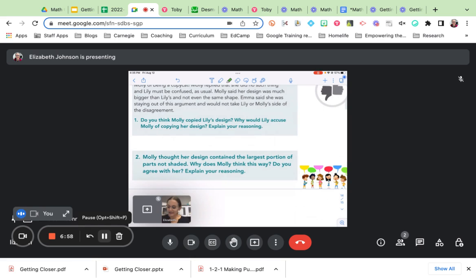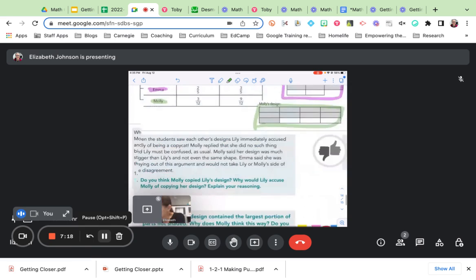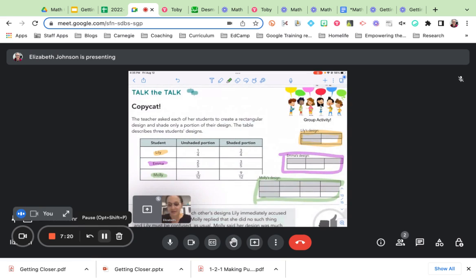Now, the next thing is that Molly thought her design contained the largest portion of parts not shaded. Why does Molly think that? Do you agree with her? I want you to talk about that with the group, and as a group, come up with an answer. Then each person will write their answer to both of these questions in their book. I hope you enjoy this activity, and I can't wait to hear the discussions that you have.